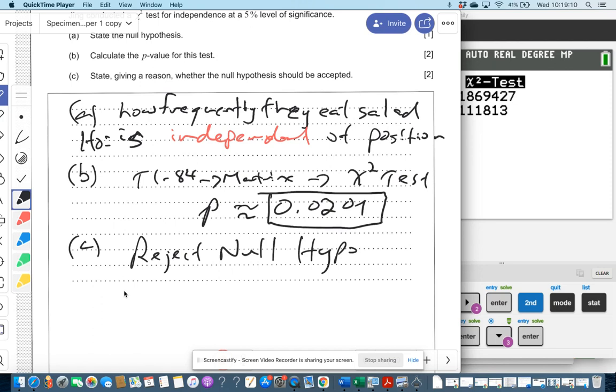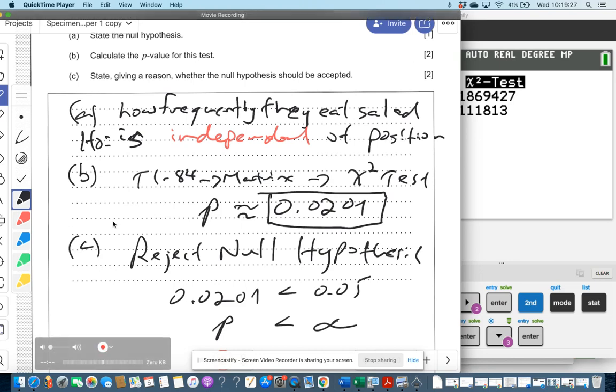Because you could say 0.02, etc., is less than 0.05. So this is your p-value. This is your significance level. Okay.